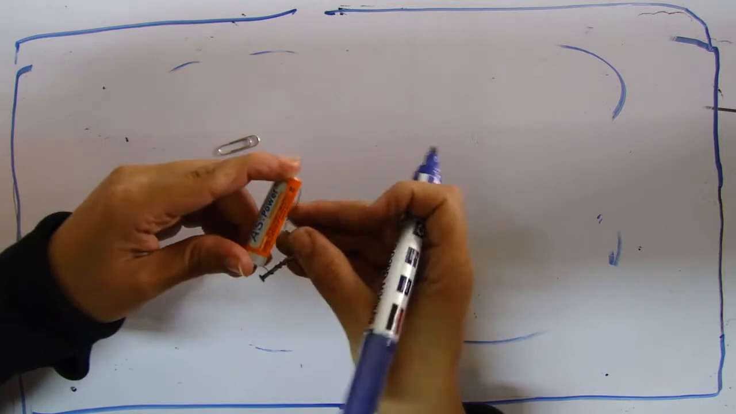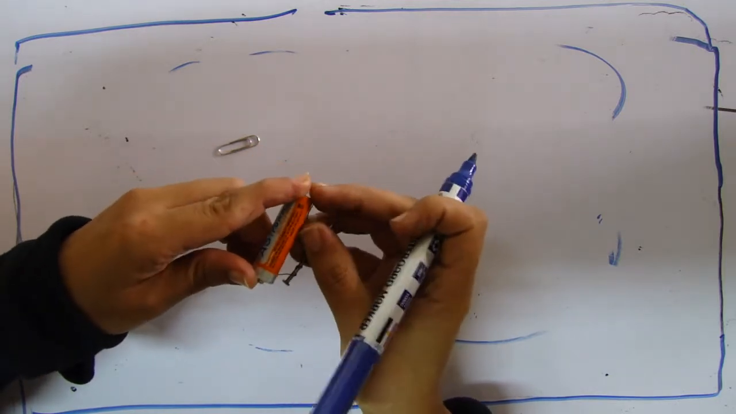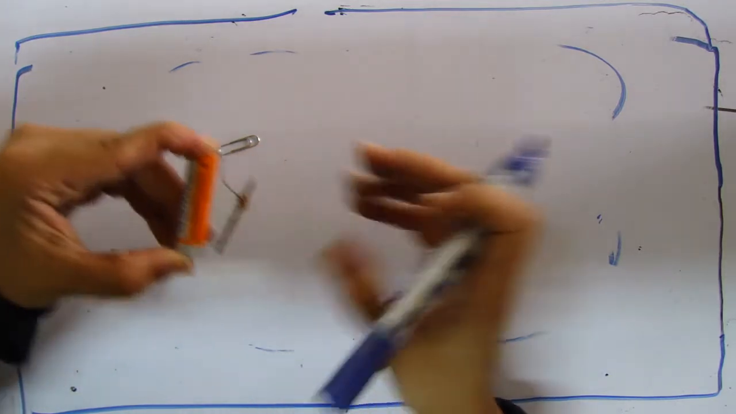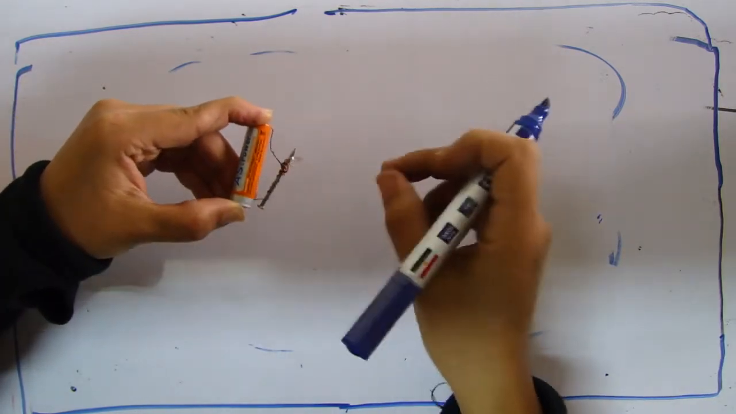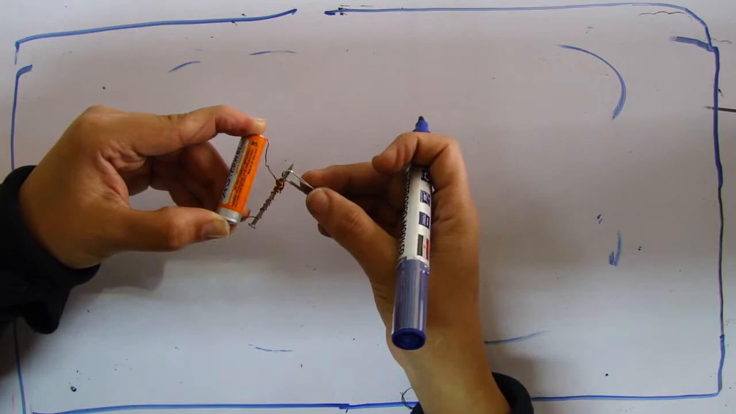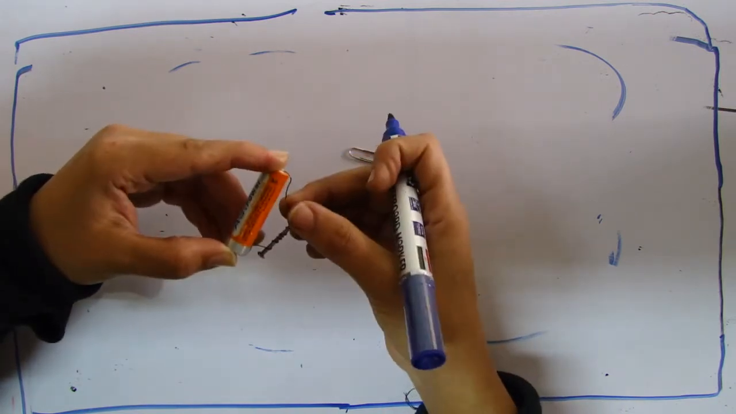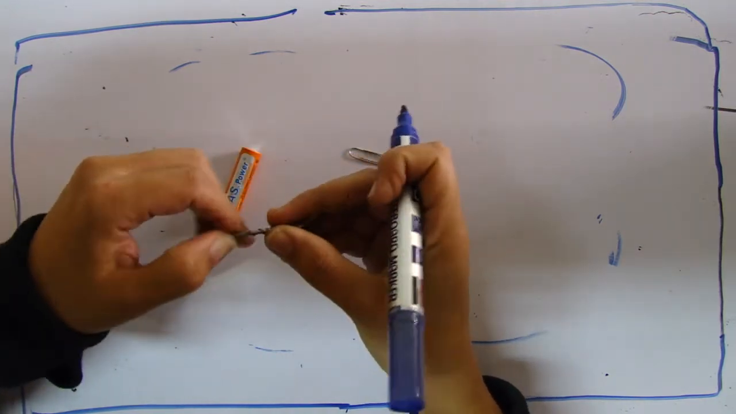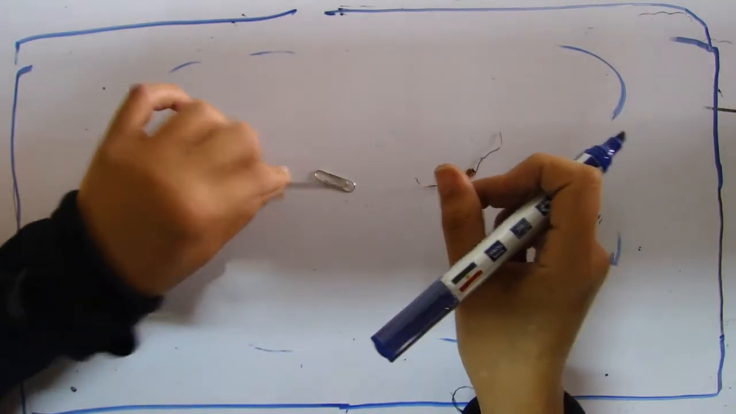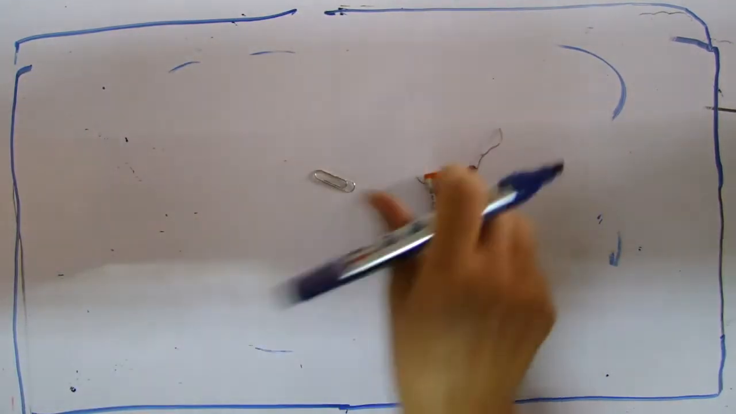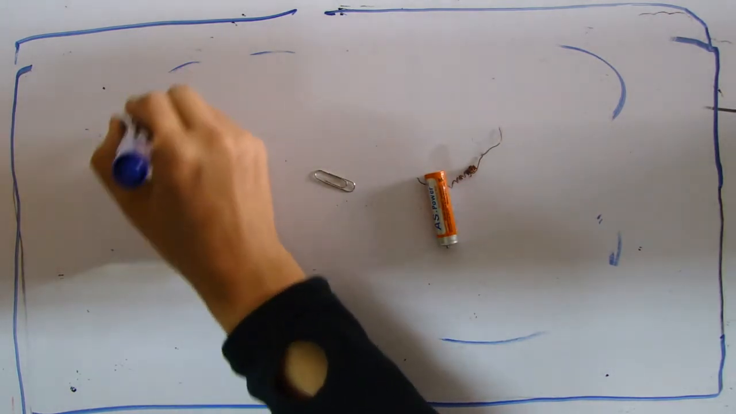And we'll see the effect of the wrought iron nail on the paper clips. Here we see it will attract the paper clips, but if it is the iron nail alone, it will not attract the paper clips. That's what is called the electromagnet.